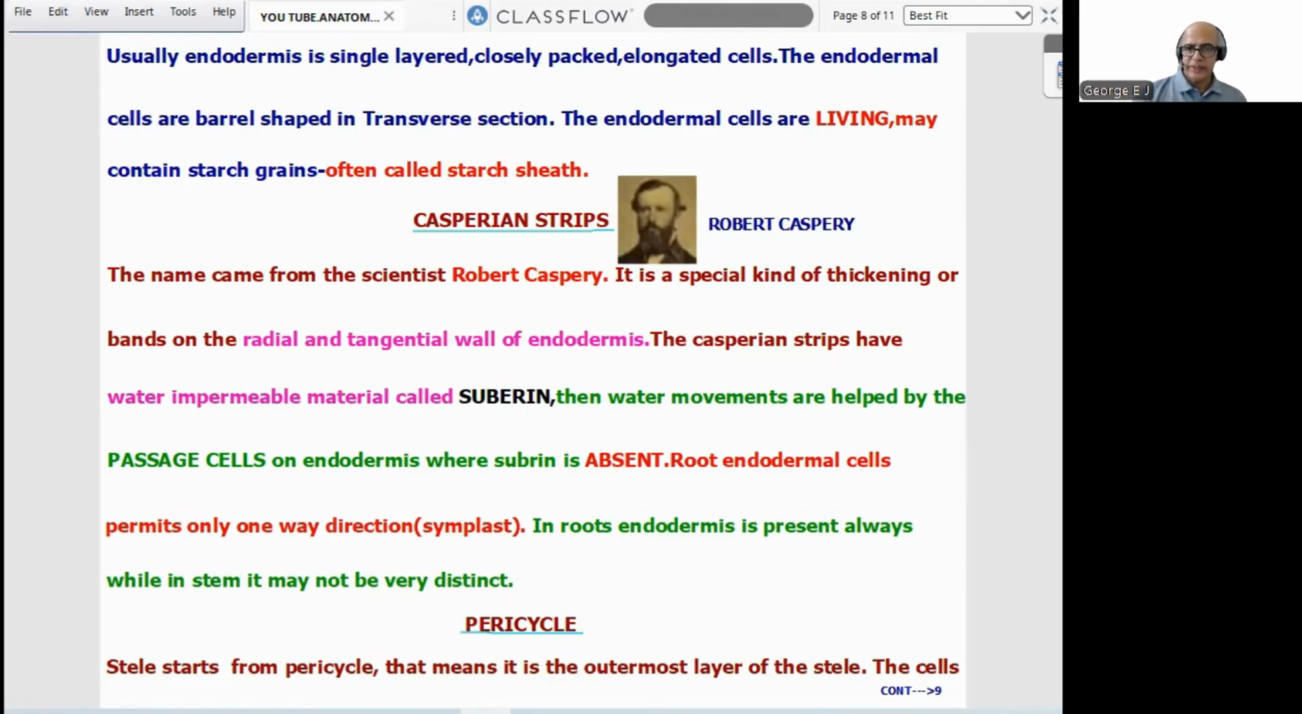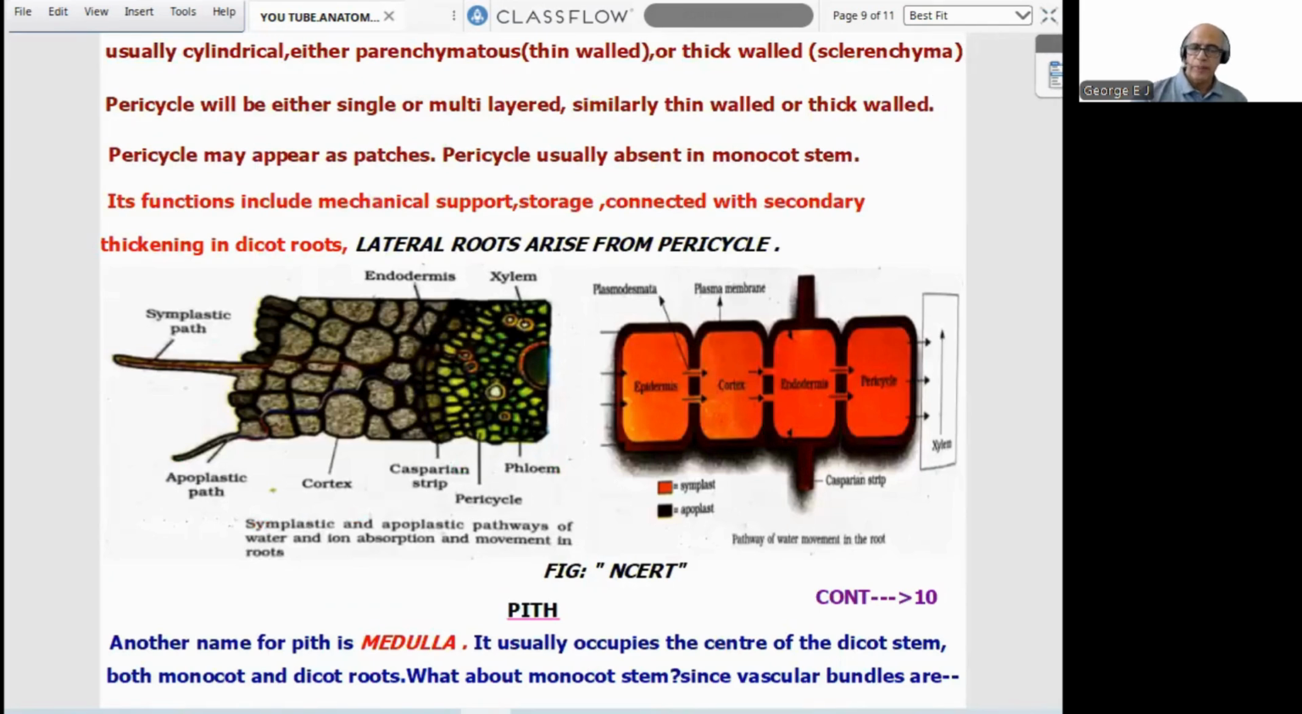Now again, coming to the next layer. All the tissues inside the endodermis constitute the stele. Now the pericycle: the stele starts from the pericycle. It is the outermost layer of the stele, because all tissue lying inner to the endodermis is stele, so the endodermis is not a part of the stele. The cells are usually cylindrical, either parenchymatous with thin walls, or thick-walled sclerenchyma.